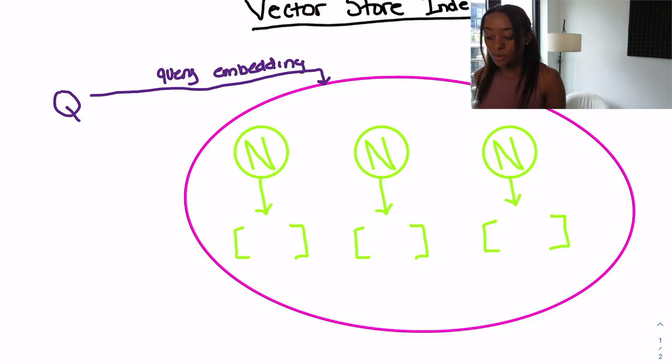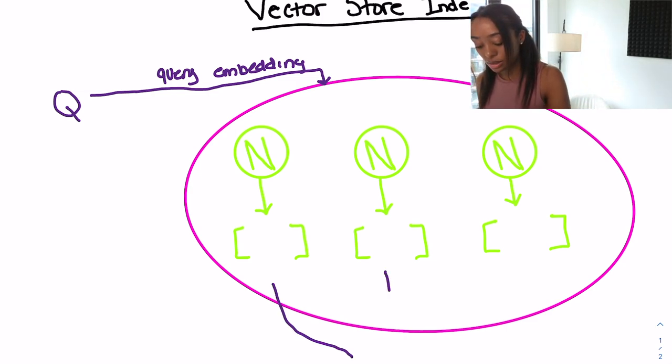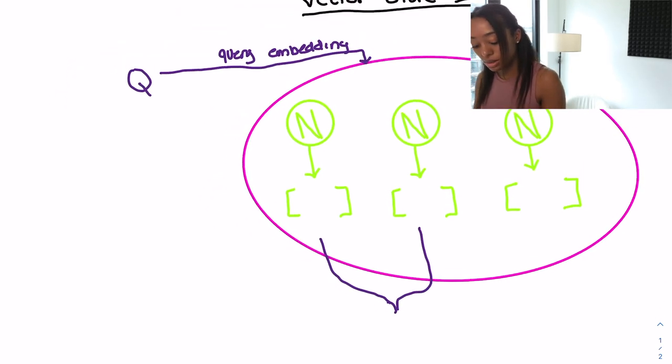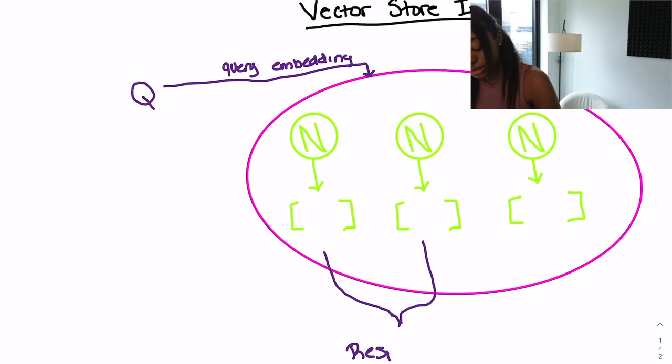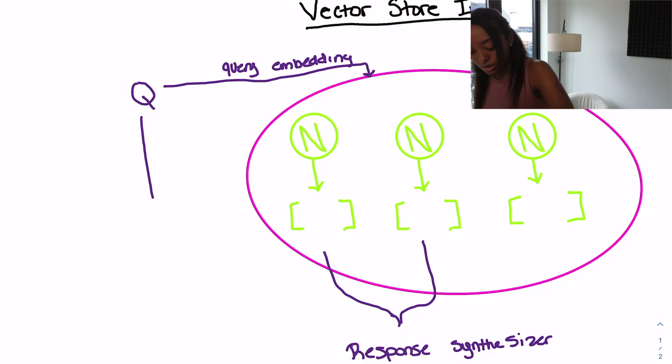Okay, so once that is passed in, and let's say the first two nodes in this example are the most relevant, this will then be sent to the response synthesizer. And the query is also sent here.